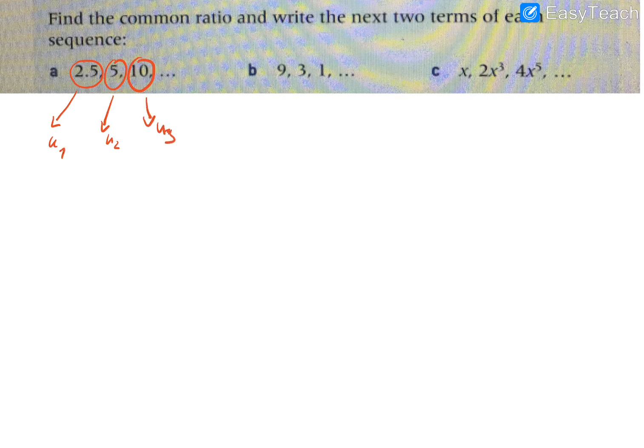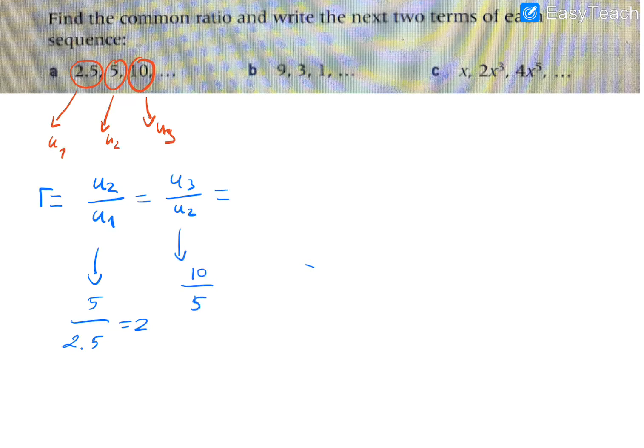Okay, so how about trying this? r is u2 over u1, and u3 over u2 should be the same result. From this one, u2 over u1 will be 5 over 2.5, which is 2. Let's try this. u3 over u2 is 10 over 5, which is 2 again. See, the ratio didn't change. So if the ratio of two consecutive terms in a sequence is constant, then it is called a geometric sequence. Okay, so this is the first thing.